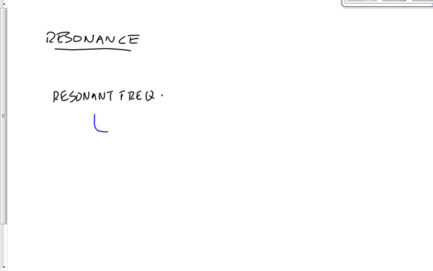Then we talked about doing something with the resonant frequency. We talked about applying a force, but not just a random force. We talked about applying a force at a specific rate. Okay, not like this.